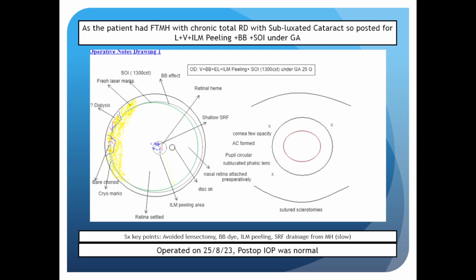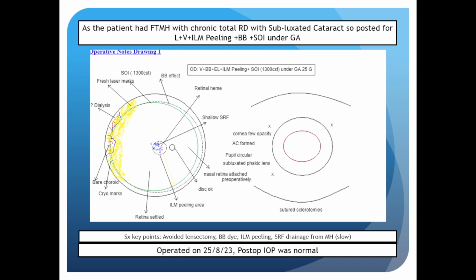When we went inside, we saw these two areas suspected of dialysis, and the patient also had the macular hole. For that, we put brilliant blue dye and removed the ILM; we did ILM peeling in this patient. Along with that, we did cryo and laser marks over this area. The key point here: we had planned for lensectomy, but we tried to save the lens because the visibility was fine and there was not so much subluxation that the lens needed to be removed. So we avoided lensectomy.